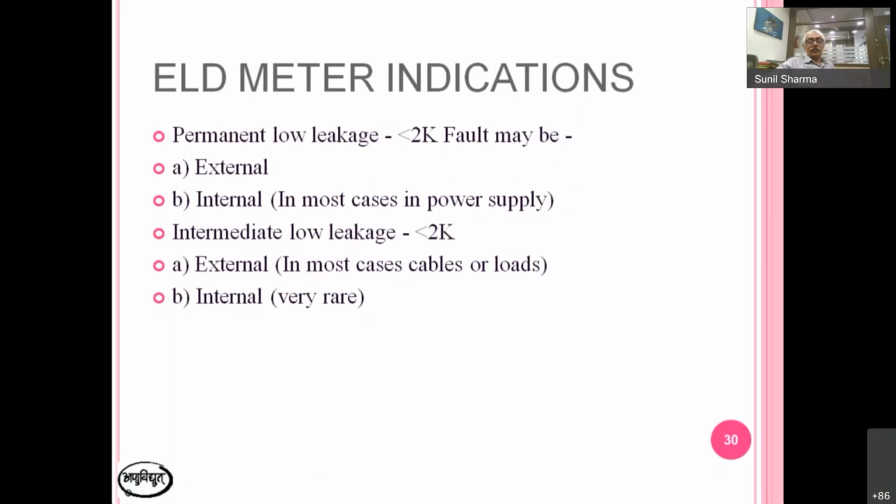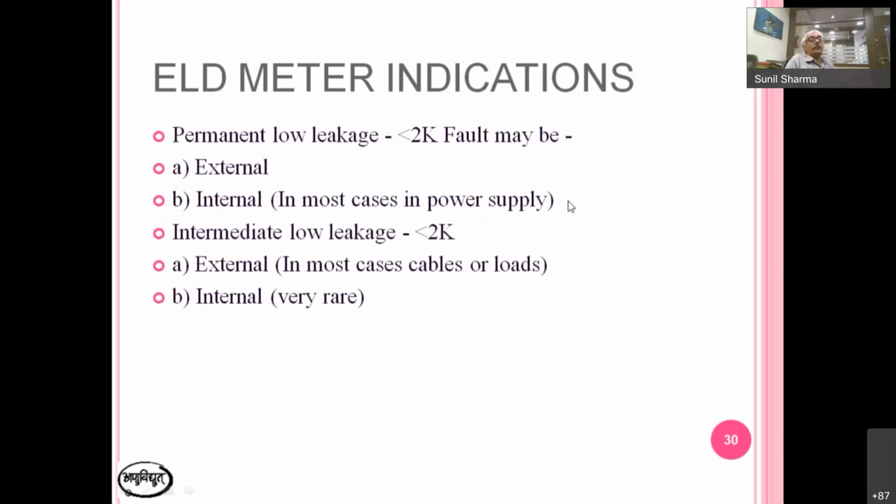Take a DC disconnection for 1 minute or 2 minutes and disconnect all outer loads from plus and minus both sides. Only the supply remains connected to the ELD. If the leakage disappears, then it is external. If it does not disappear, it is internal. In most cases, it is internal because the leakage is in the supply.